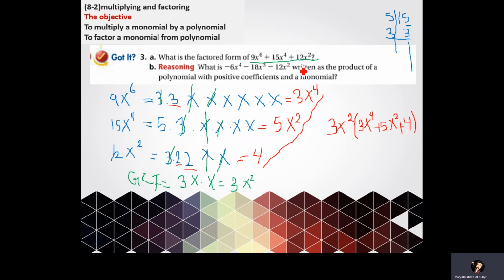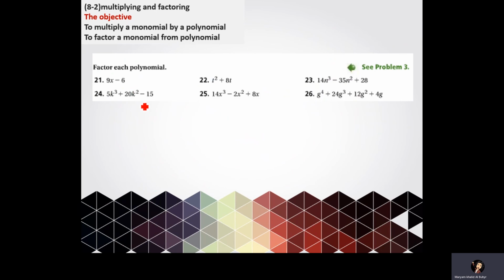Now, what is the factor written as the product of a polynomial with positive coefficient and a monomial? So I'm not going to solve this until I make sure that you are okay with the understanding from the first part. This one, I'm going to solve with you one more problem or two more problems. Let's do this one. So that's 5k to the power 3, which is 5, already a prime number. So that's 5 times k times k times k.